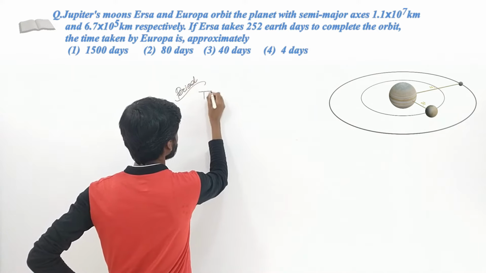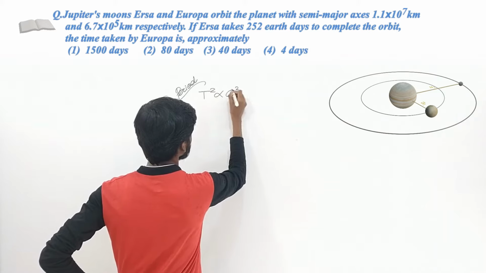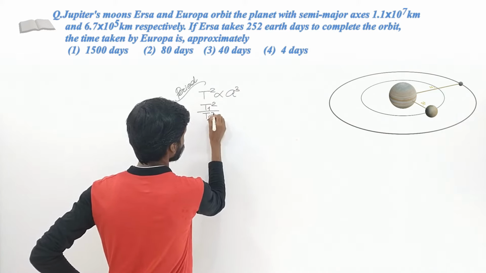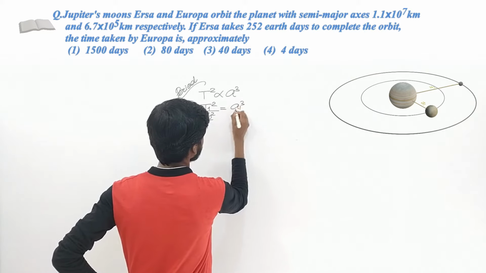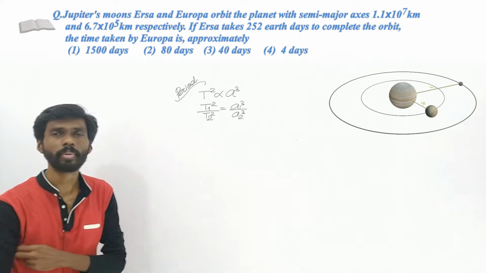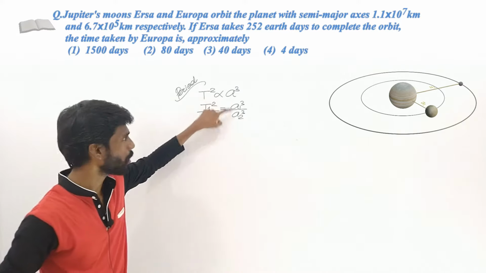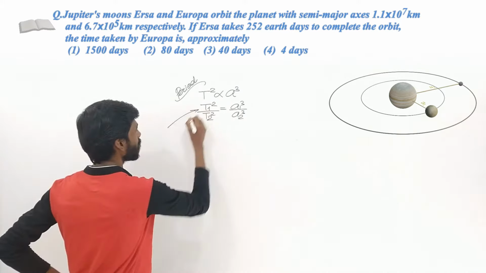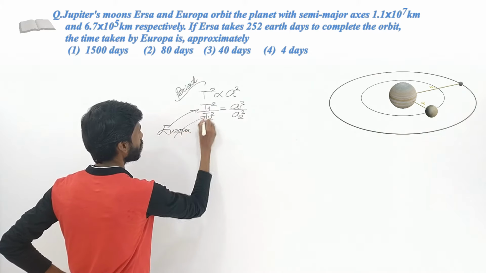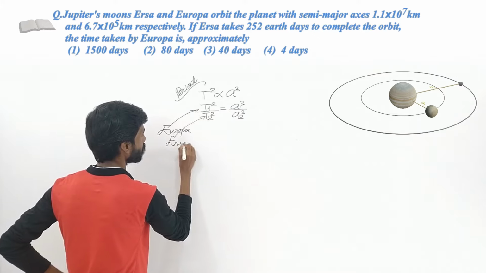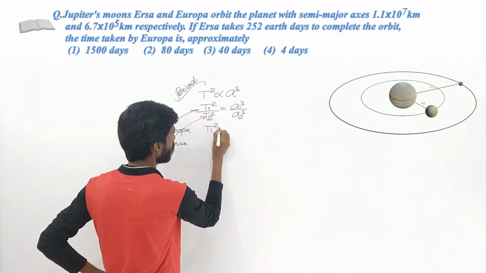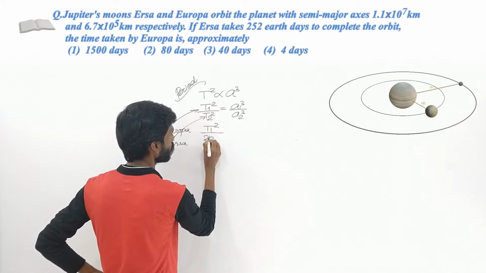So we know that the square of the time period is proportional to the cube of the semi-major axis. So that means the ratio T1 square divided by T2 square must be equal to a1 cube divided by a2 cube. So a1 is the length of the semi-major axis of the first moon, similarly the second one. So let me take this numerator for Europa and denominator for Ursa. Now that means T1 is to be found, so T1 square, and T2 is given in the question, 252 square.